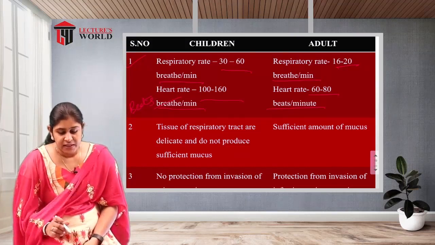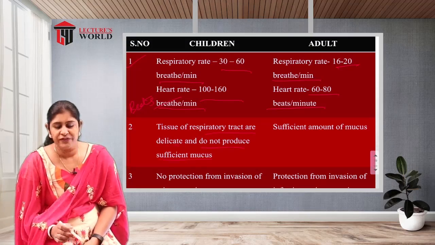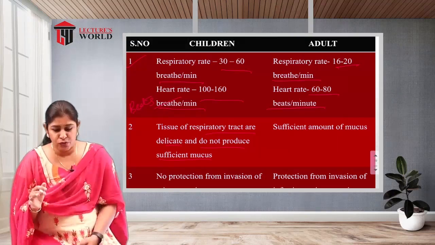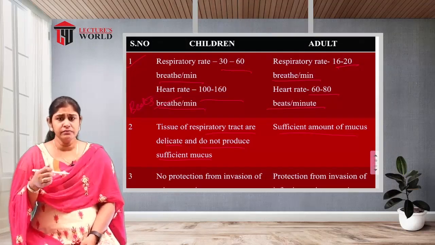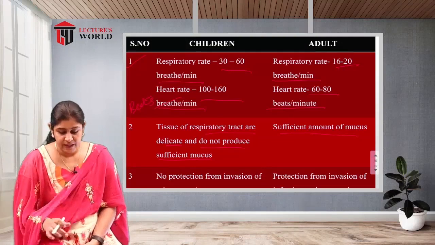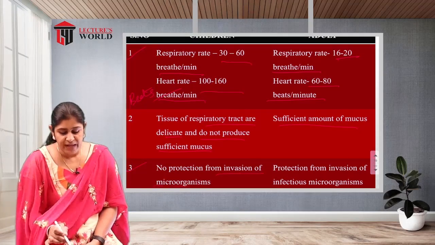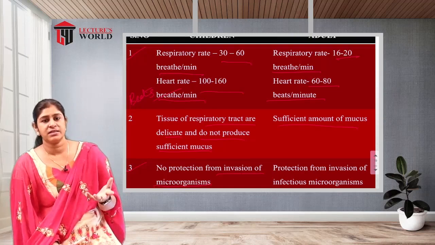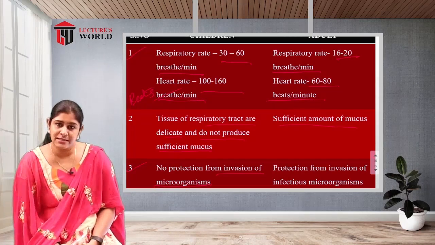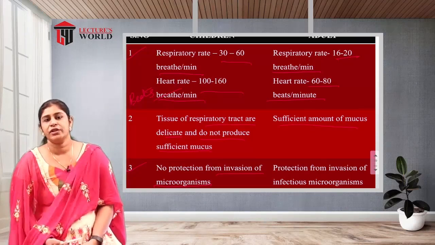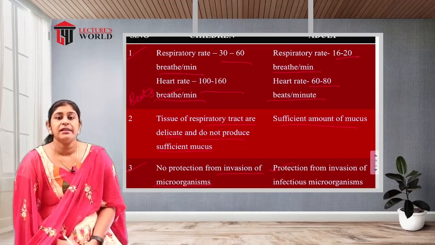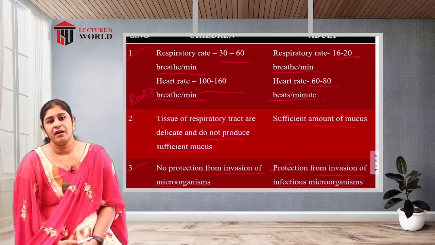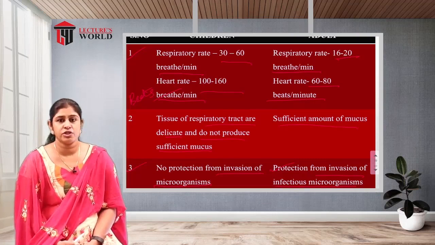Second, the tissues of the respiratory tract are delicate and do not produce sufficient mucus. The tissue present in the respiratory tract is very delicate and does not produce enough mucus, whereas in adults it produces a sufficient amount of mucus. Third, there is no protection from invasion of microorganisms. Why? Because their immune system is still developing. It is not developed, so they have a low immune system. Because of that, there is no protection from the invasion of microorganisms, whereas adults have protection from the invasion of infectious microorganisms.